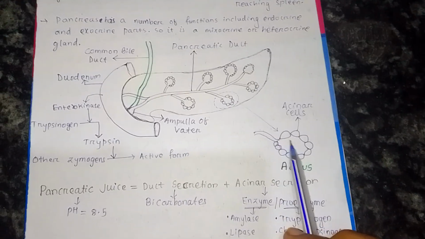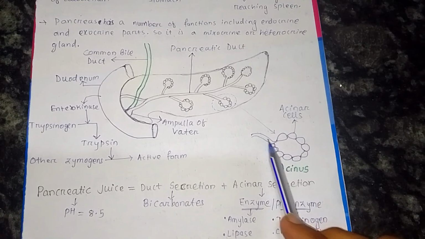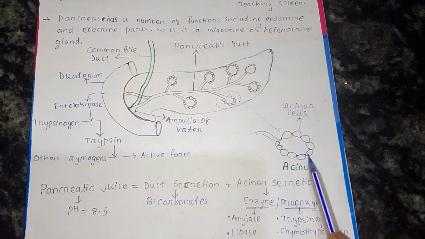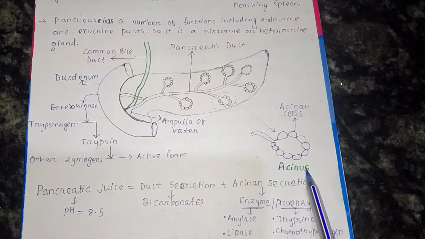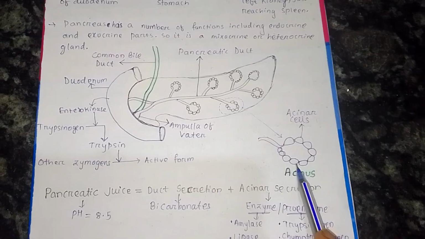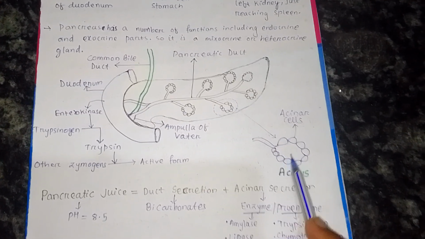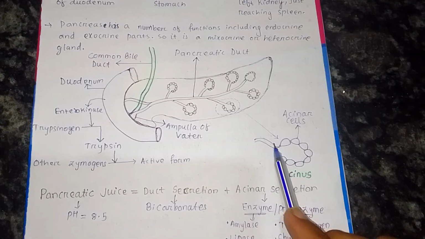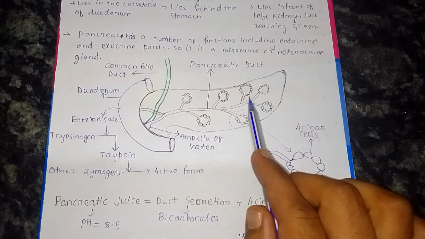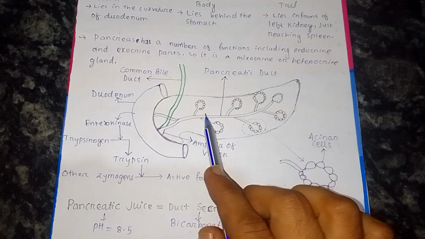Here is a small enlarged view of these acinar cells. This is the duct of the acinar cells, and these are the acinar cells, and this is known as an acinus. These cells secrete enzymes which are gathered in this alveolar place, and they are carried through this duct, and this duct gets joined to form a bigger duct, and this duct is known as the pancreatic duct.